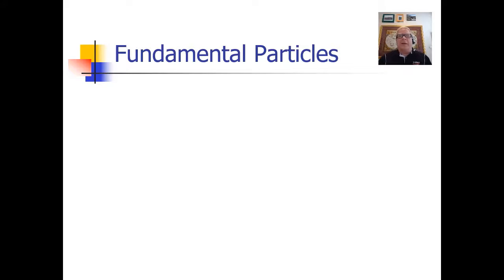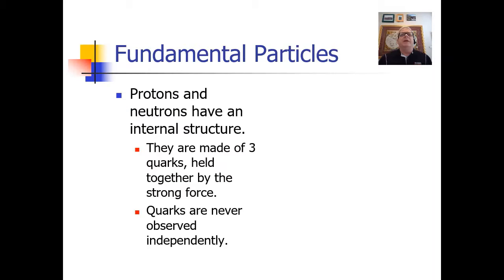Now, we've talked a lot in this course about the difference between a system and an object. We have said that an object is something that has no internal structure, or at least we can consider it to have no internal structure for the purposes of what we're doing. But it's really difficult to talk about something that has no internal structure in reality. Protons and neutrons, for example, would have to be considered to be systems ultimately because they do indeed have internal structure. Protons and neutrons are made up of 3 quarks, and those quarks are held together by the strong force.